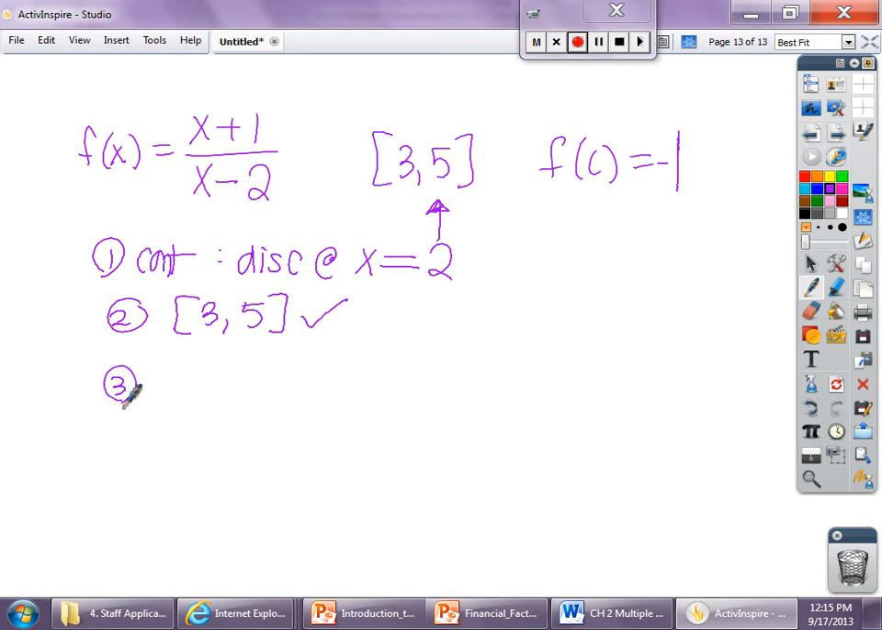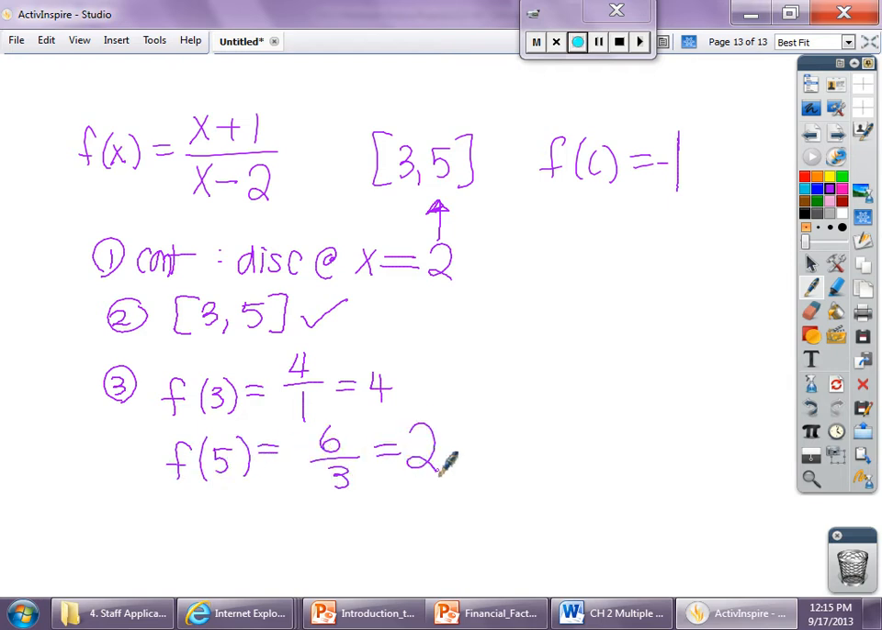Third thing, I got to check my y values. So I got to do f of 3. f of 3 is 4 over 1. F of 5 would be 6 over 3, which is 2. Step 4, check if my y value, which is -1, is in between those. Is it? Which y values are now guaranteed by this function and the stipulations? From 2 to 4. Everything in between it. I could answer all of them, but I can't answer this one because it's not guaranteed. Okay? Does that make sense?